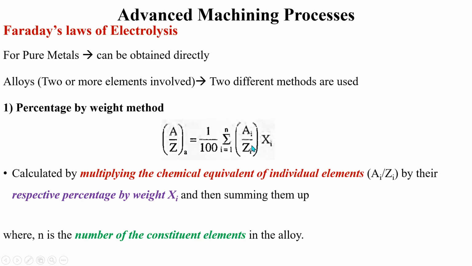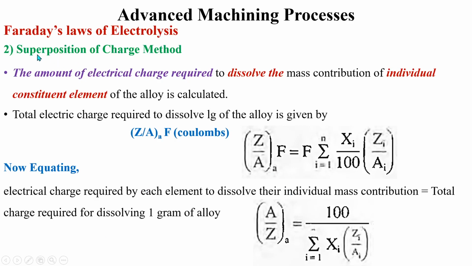So what we are doing is that we are individually calculating this electrochemical equivalent of the elements. We are summing it up for all the individual elements and finally dividing it by 100. So here N represents the number of constituent elements present in the alloy. And the second method is the superposition of charge method.